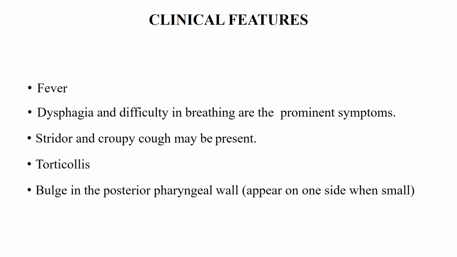Clinical features: the patient will have fever, then he may have stridor and croupy cough. Dysphagia will be present along with difficulty in breathing, which are the prominent symptoms. Torticollis: the neck becomes stiff and the head is kept extended. There is a bulge in the posterior pharyngeal wall, usually seen on one side of the midline.